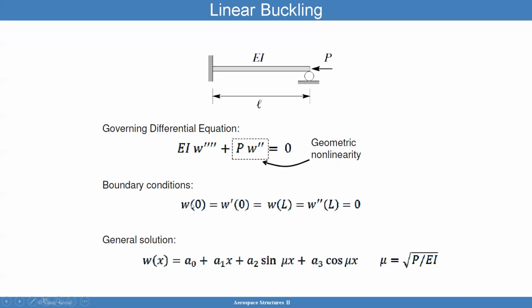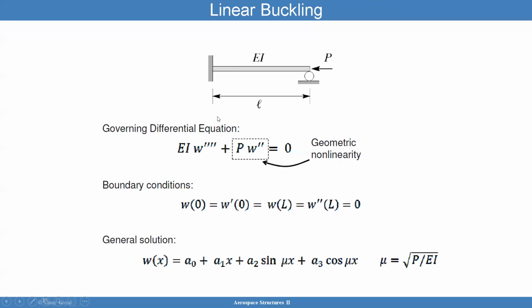I look at the boundary conditions. Here I have W at this end fixed, so it's clamped, and therefore there's no slope and there's no deflection out of plane. On this end, I'm applying a load, but there's no deflection because it's pinned, so that's easy. Also, there's no moment at this end, and so that makes W double prime of L equal 0 as well.